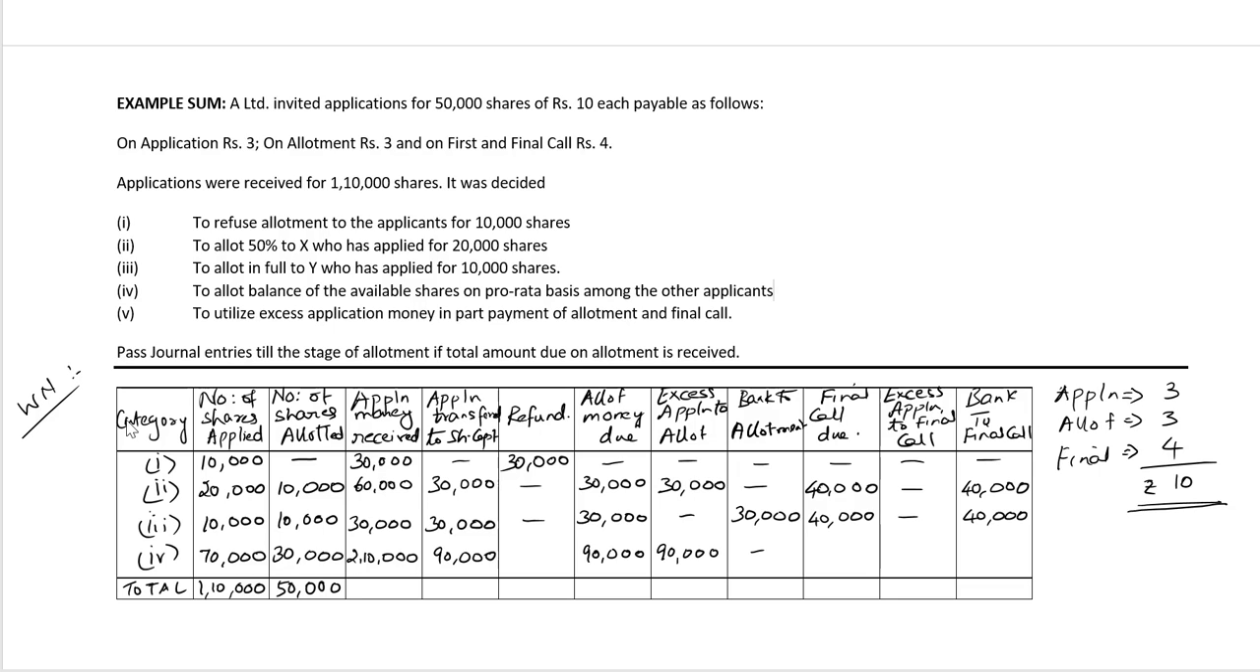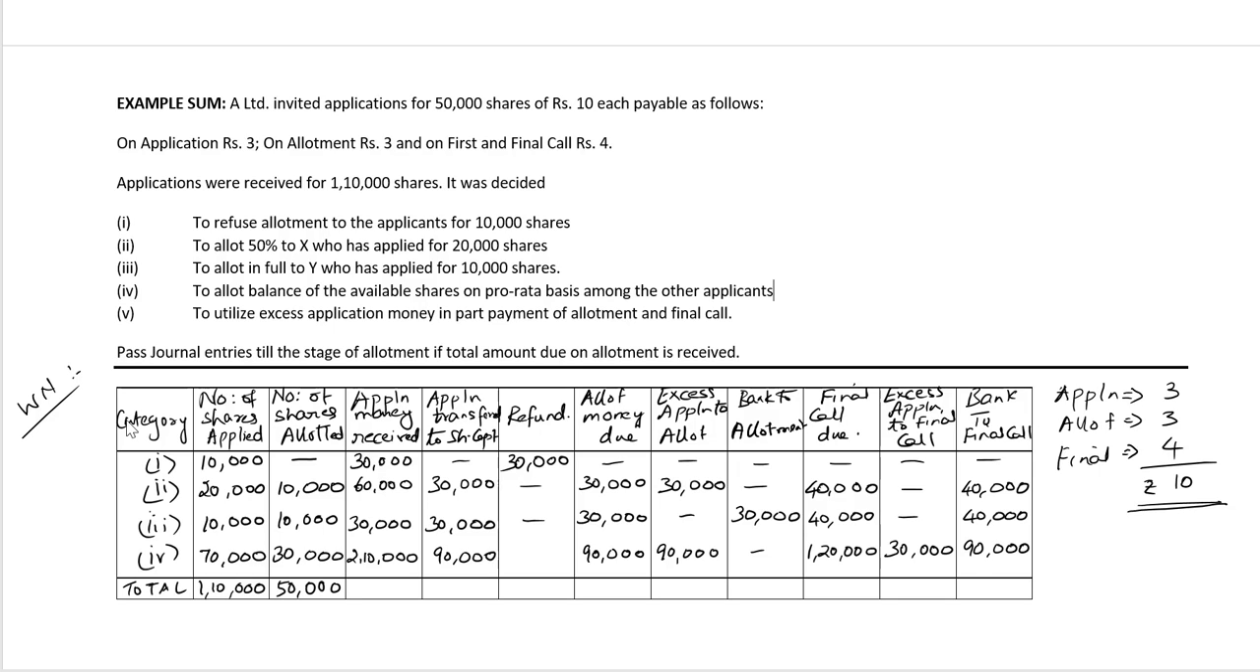So bank to allotment is nil. We still have 30,000 rupees which can be transferred to the final call. The final call money due, 30,000 shares multiplied by 4 rupees per share, 1,20,000 rupees. Excess application to final call, the 30,000 excess application money will be transferred, and bank to final call, 1,20,000 minus 30,000 rupees, 90,000 rupees.